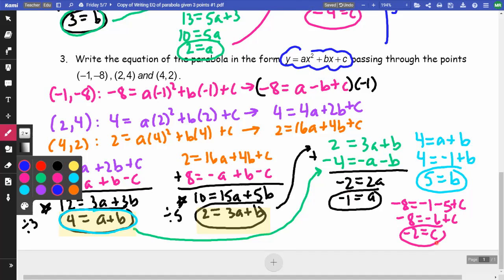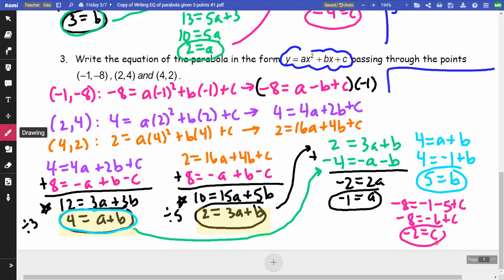I'm going to write my final answer in blue up here. So I am going to get y is equal to -x squared plus 5x minus 2, and that would be your equation. And your homework tonight is exactly like this, 2 problems like this.